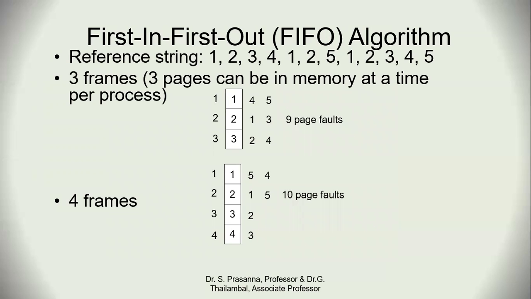The first algorithm we are going to see is the first in, first out algorithm, the FIFO algorithm. Whichever page comes first will be the victim page for the next page to come in. That is first in, first out. The reference string given here is 1, 2, 3, 4, 1, 2, 5, 1, 2, 3, 4, 5. In this example, there are only 3 frames.